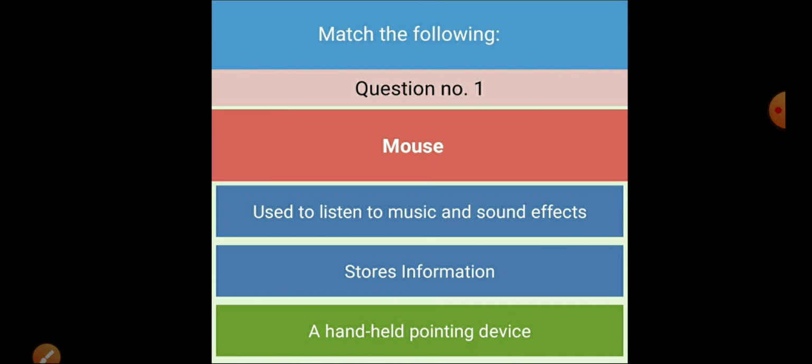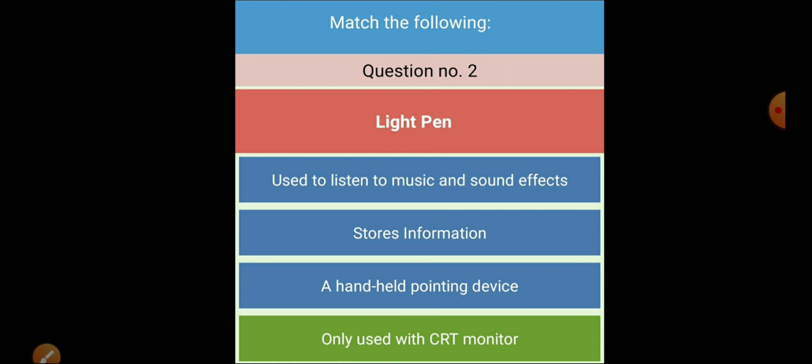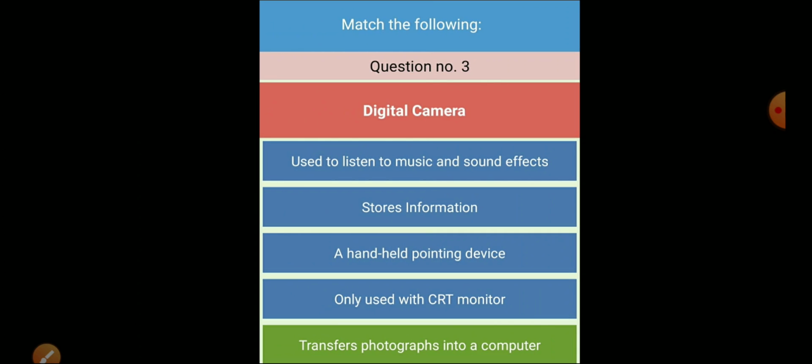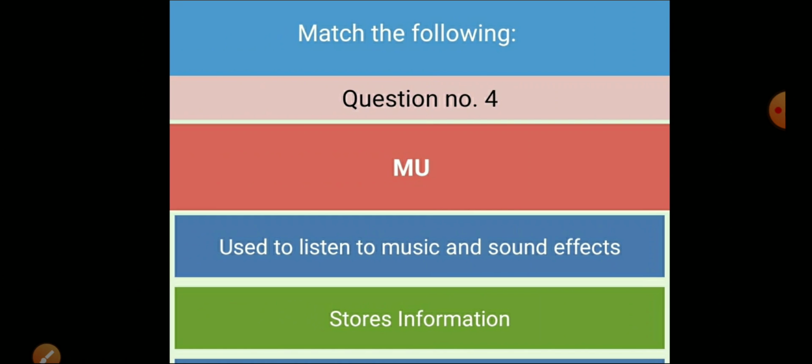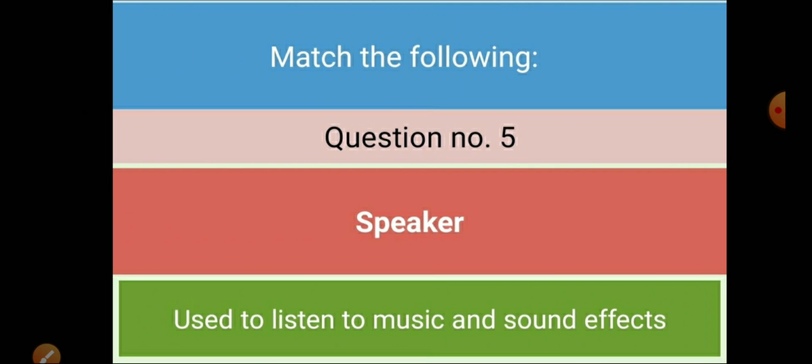Mouse is a handheld pointing device. Light pen is only used with CRT monitor. Digital camera transfer photographs into a computer. MU stores information. Speaker is used to listen the music and sound effect.